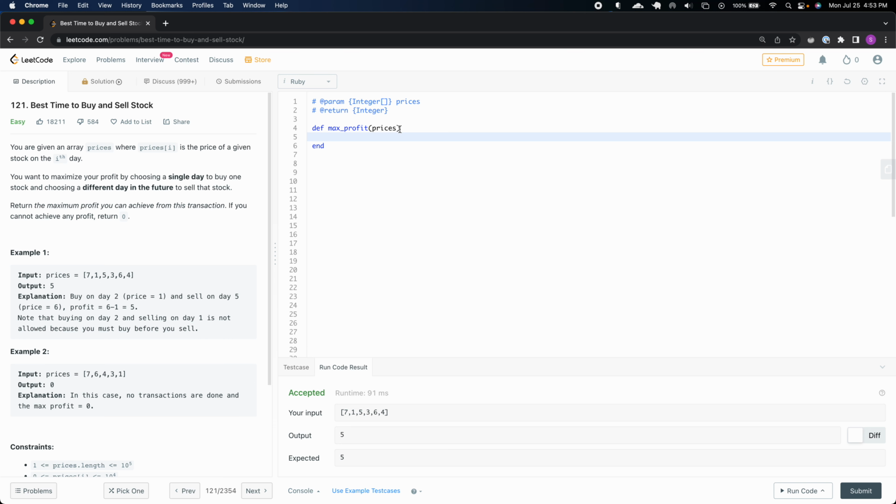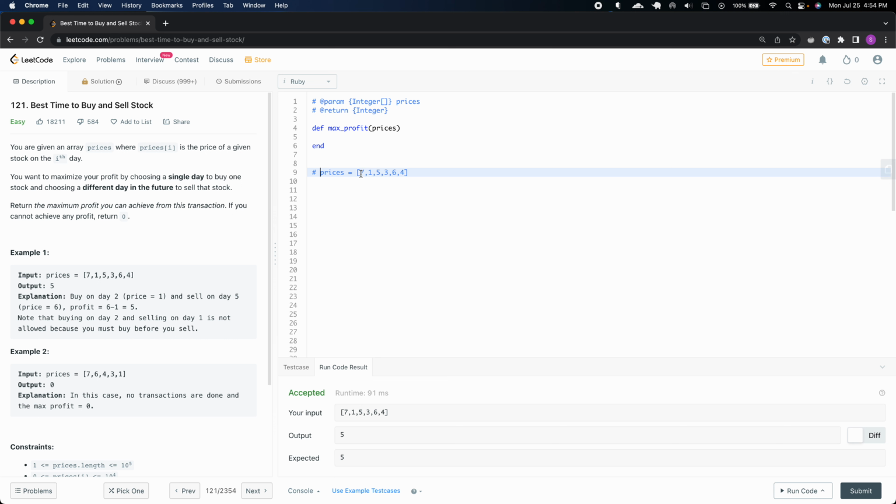Buy and sell stock. Def max_profit(prices), take some prices. This is in Ruby. So if you want to, the input that you would get is an array like this, and you basically want to capture the maximum profit.